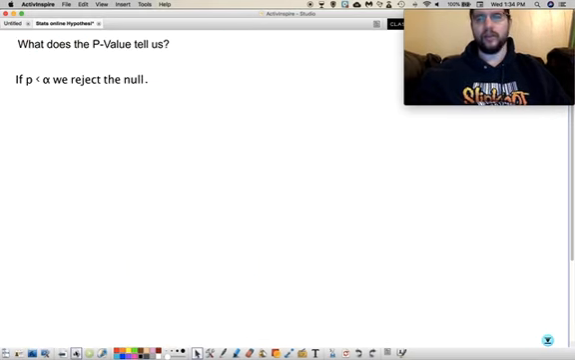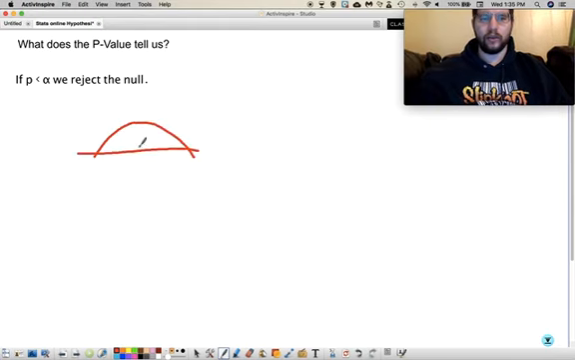Okay, so what does the p-value tell us? Well, if we're looking at the p-value, we compare it to alpha. If p is less than alpha, we reject the null. So this takes the place of having to look at our critical values and determine where our test statistic is at. Let's see why that is.